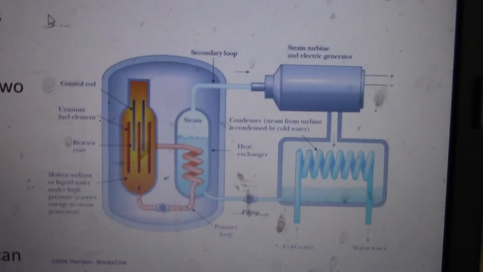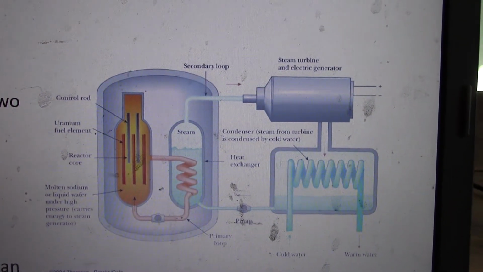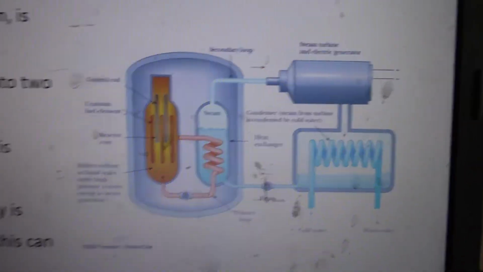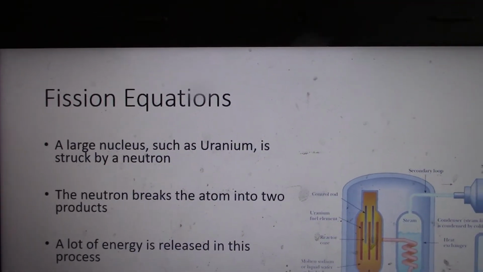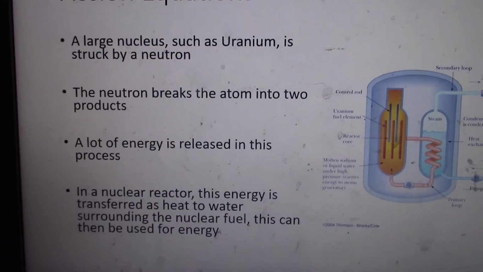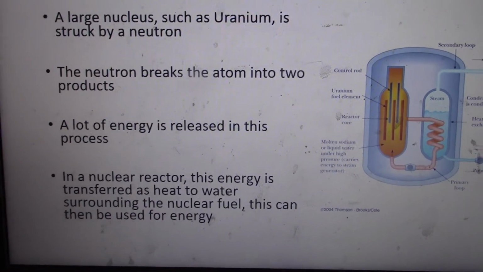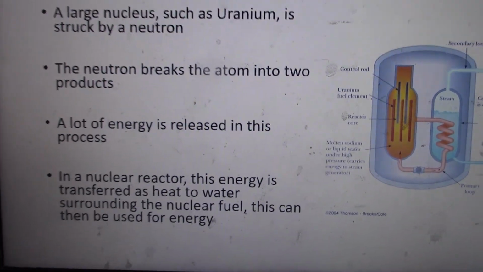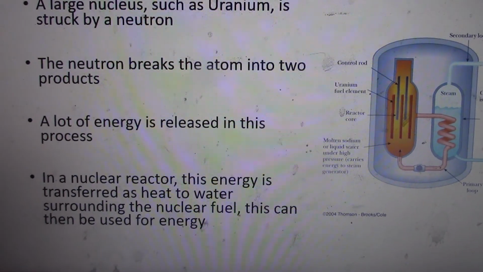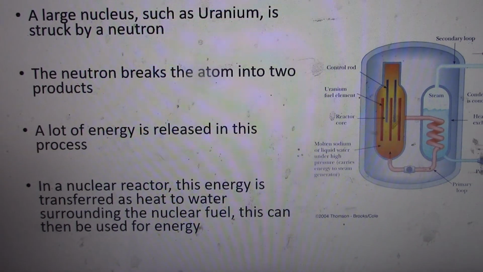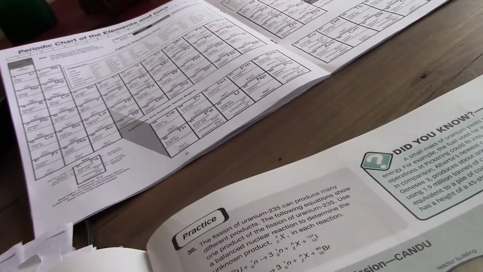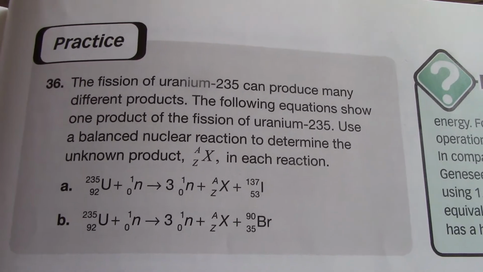So this is a fission reactor. On my slides, fission equations: a large nucleus such as uranium is struck by a neutron, and the neutron breaks the atom into two products. A lot of energy is released in this process. In a nuclear reactor, this energy is transferred as heat to water, and this can be used for energy. Fission equations work on the same principle as alpha and beta decay equations. Page 511, I'm going to look at number 36 here.